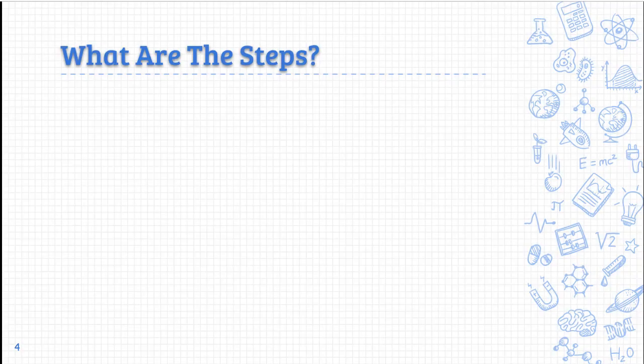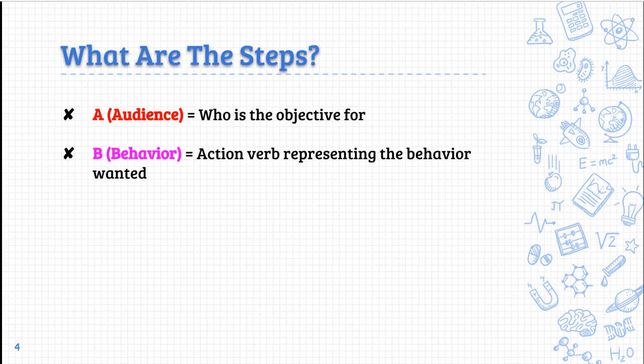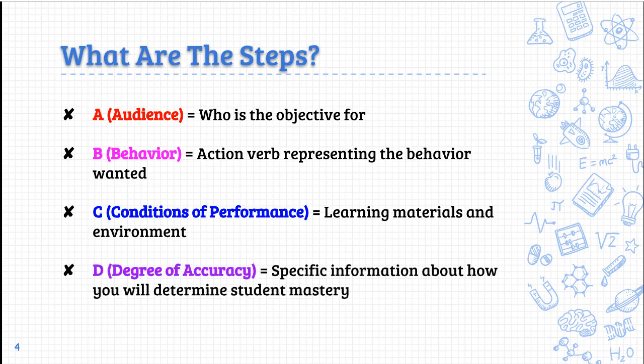So what are the steps involved here? Well, the A of ABCD is the audience. Who is the objective for? Generally, this is when you say the student will or something along that line. B, the behavior. What is it that we want the students to be able to do? So it's an action verb representing the behavior that we want from our students. C are the conditions of performance, the learning materials and environment that we give to our students in order to help them create this learning. And D, the degree of accuracy.